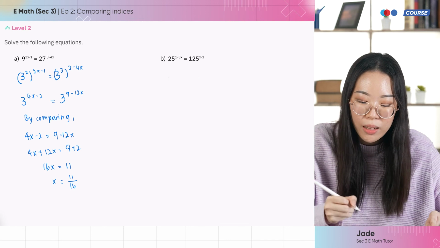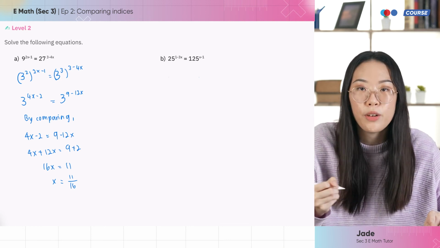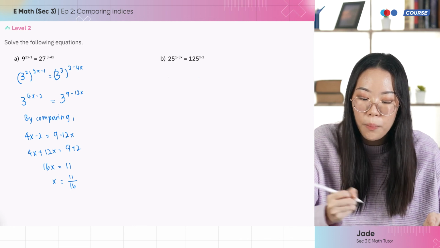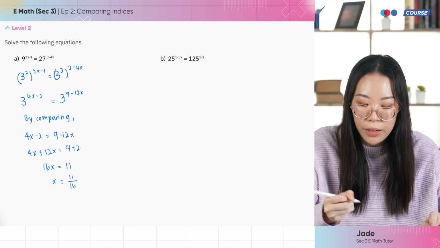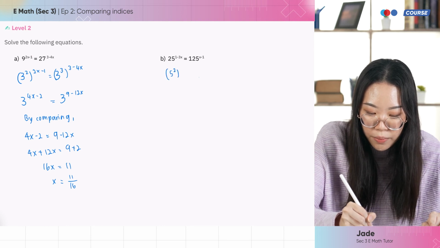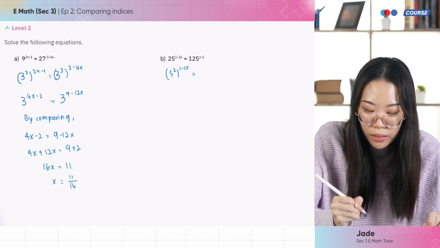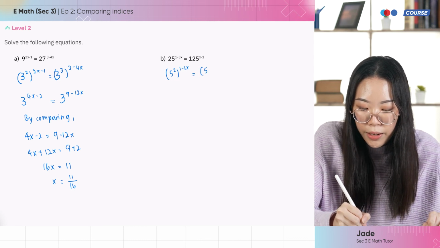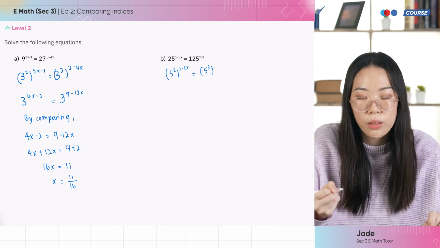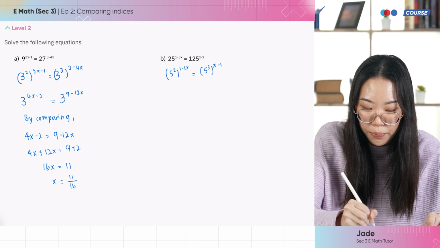So moving on to question B. For question B, we have a base 25 on one side and base 125 on the other. We need to find a common base, which is base 5. So we can change 25 into 5 squared, and remember to include the power 1 minus 3x. On the other side, we know that 5 to the power of 3 gives us 125, and include the power x minus 1.